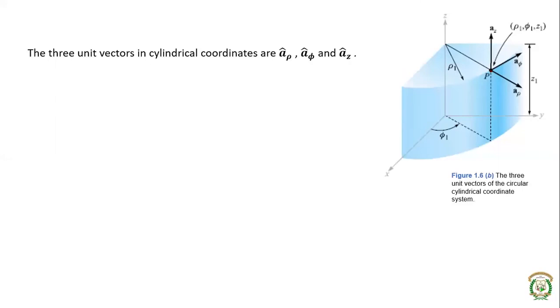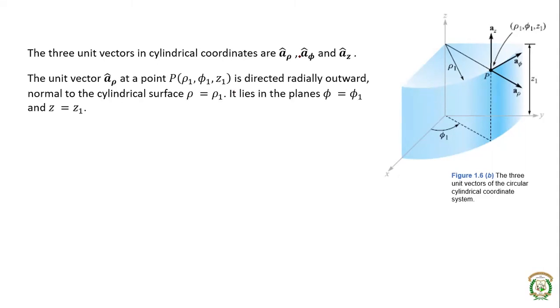Then if you drop a perpendicular from this point to the xy plane here, and you join this line and take the angle, that will be phi 1, right? And the length of the perpendicular will be z1. The angle made from x-axis to this particular line will be phi 1, and the radius of the cylinder will be rho 1. So the unit vectors in case of cylindrical coordinate system will be a rho, a phi, and az. So what are these unit vectors?